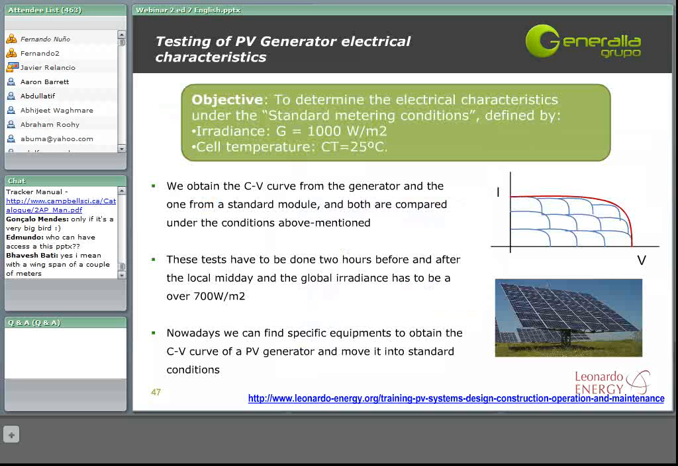We can obtain the curve from the generator and the one from a standard module, and we should compare both of them under the conditions that have been mentioned above. Nowadays, there are a lot of equipments that may help us to obtain this curve and to move it into the standard conditions. These tests have to be done 2 hours before and after the local midday, and the global irradiance has to be over 700 watts per square meter.